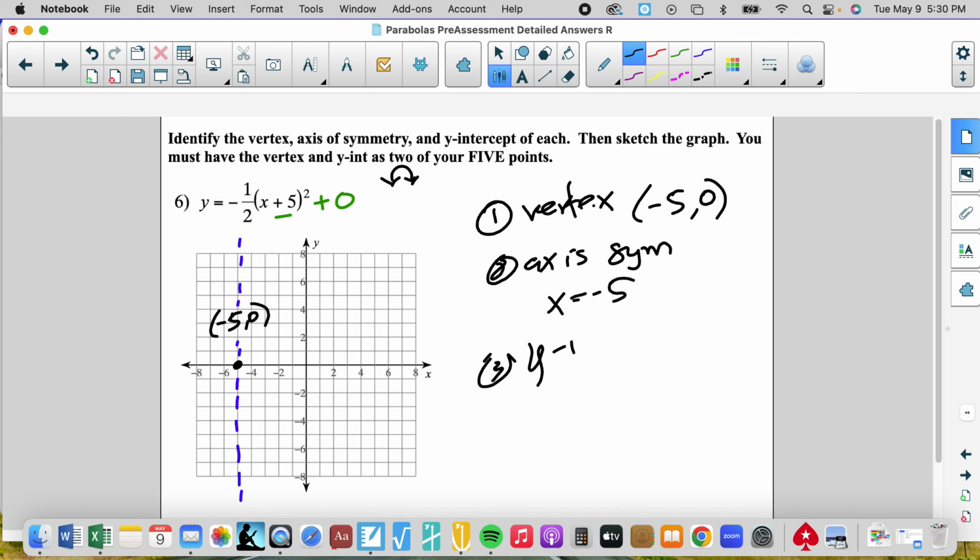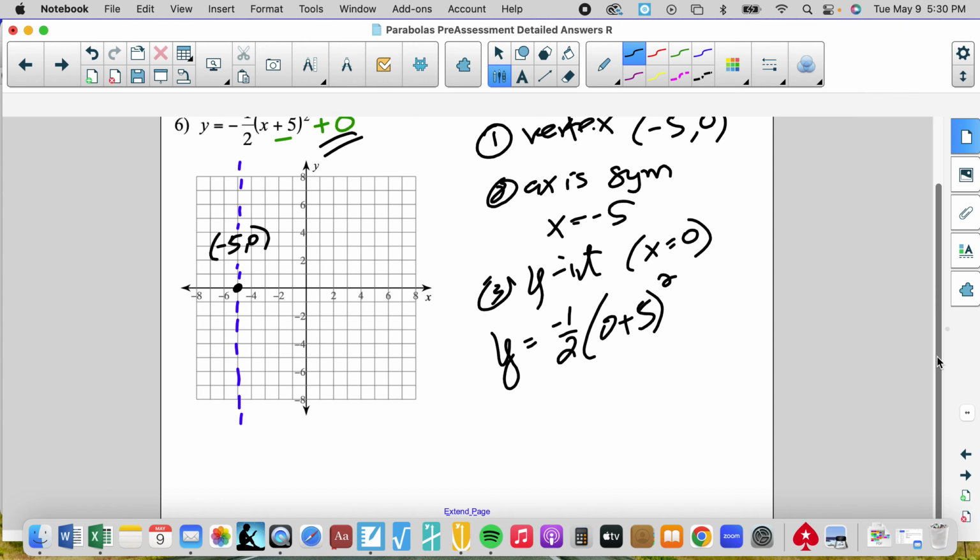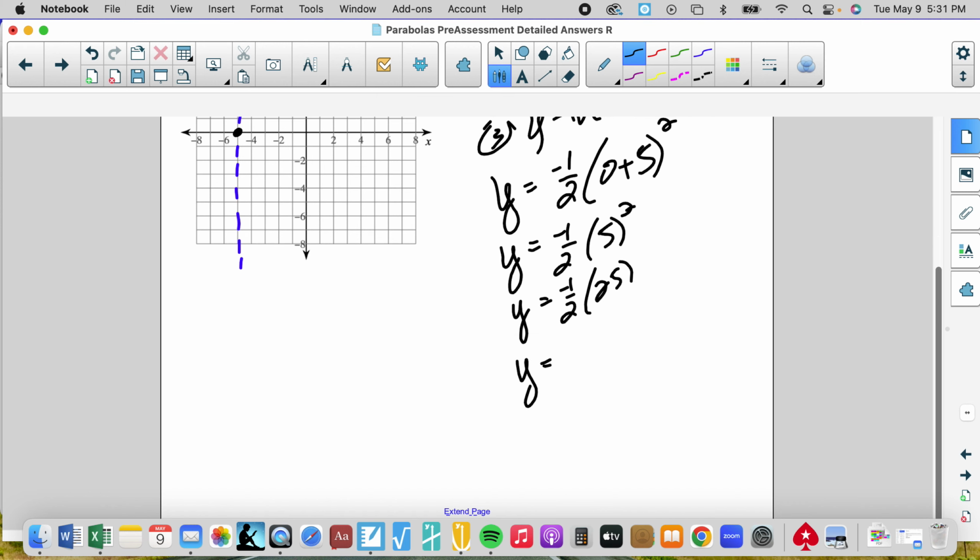My y-intercept, x equals 0. Let's see what we do here. Negative 1/2 times 0 plus 5 quantity squared. I don't have to write the k because that's invisible. Which is 5 squared. Negative 1/2 times 25, which is easy. That's negative 25 halves, which equals negative 12 and 1/2. So when I plugged in 0, I got negative 12 and 1/2.